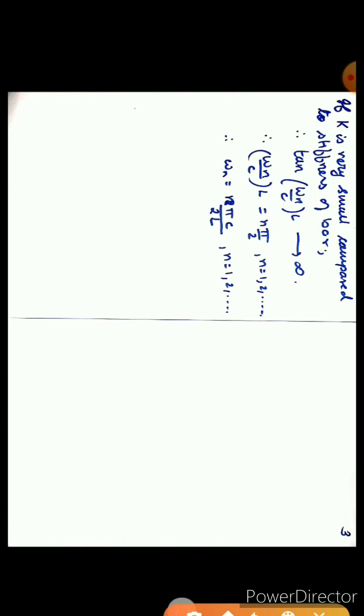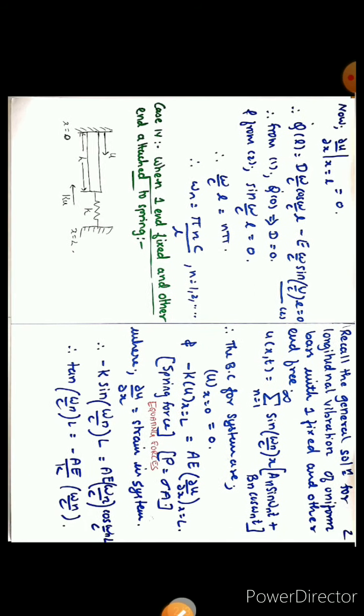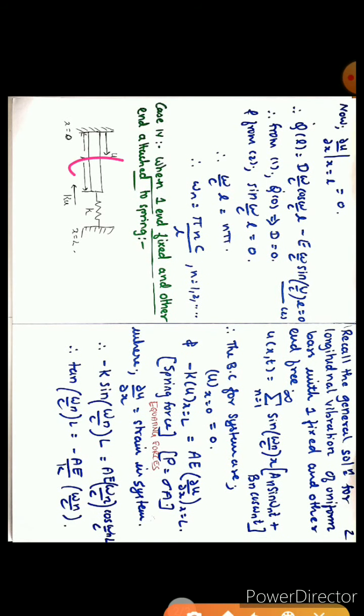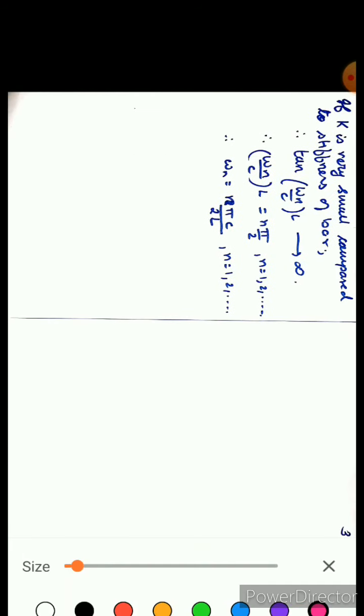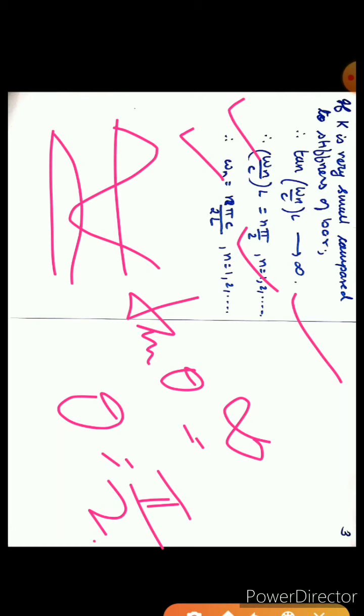Now if K is very small compared to the stiffness of the bar, which means the bar stiffness is dominant rather than the spring stiffness, you can take tan theta tends to infinity. Tan of theta goes to infinity when theta equals pi by 2. So here you are seeing that omega n into L by c equals pi by 2. Finding omega n will give you the different principal modes of vibration of that bar.